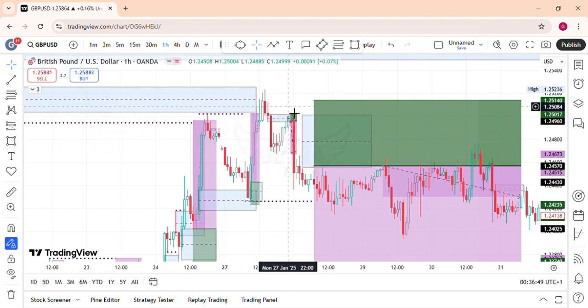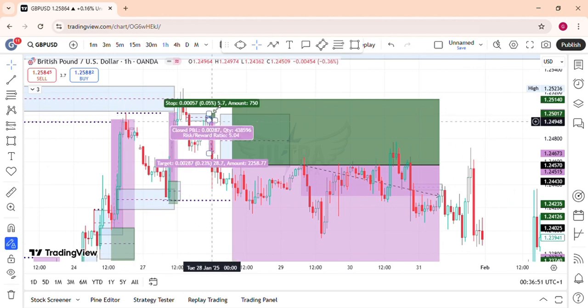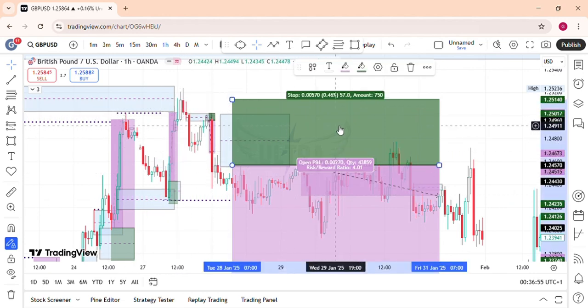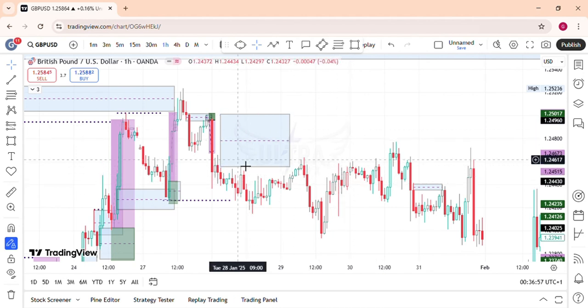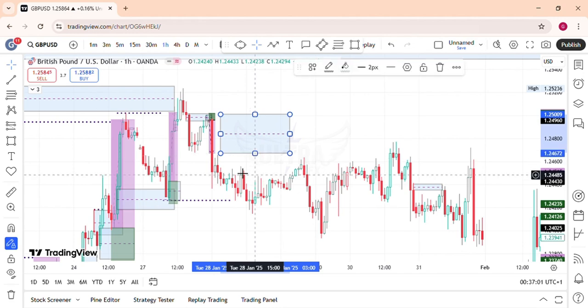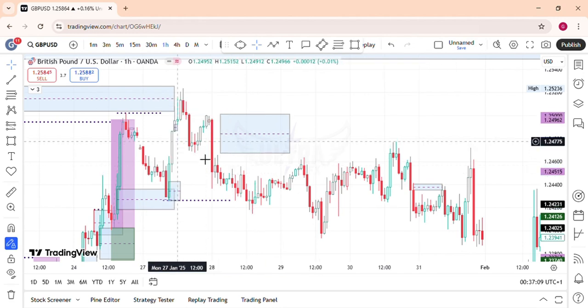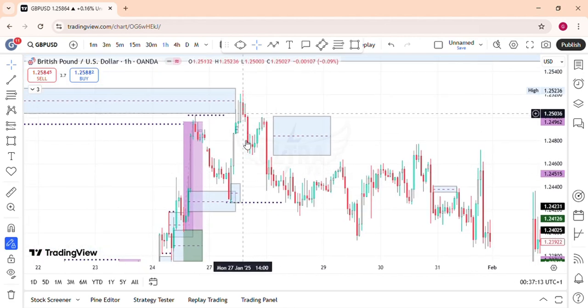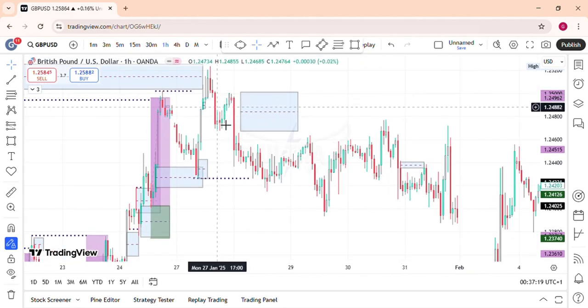So this break of market structure, let me take this out first. So this break of market structure has happened here. Let me delete this so we have a clear picture of it. So this break of market structure has happened there. It hasn't happened here for me, except on a lower time frame. So let's continue using this 1 hour time frame.